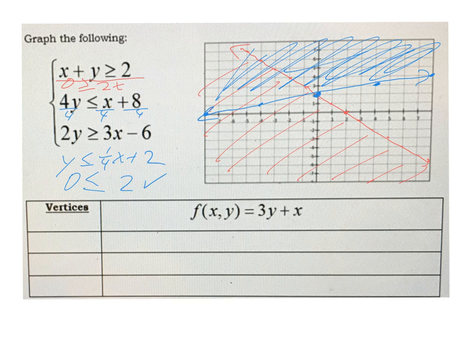2y greater than or equal to 3x minus 6. I'm going to go ahead and do this one in slope-intercept form as well. So I'm going to divide everything by 2. So we get y greater than or equal to 3/2 x minus 3. So our y-intercept is -3. Our slope is 3 over 2.